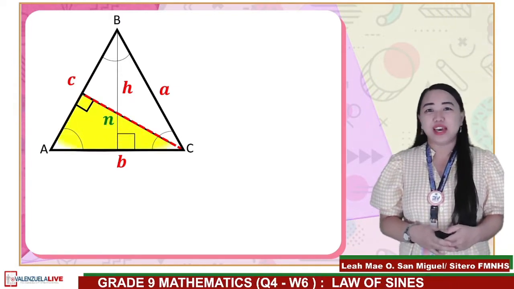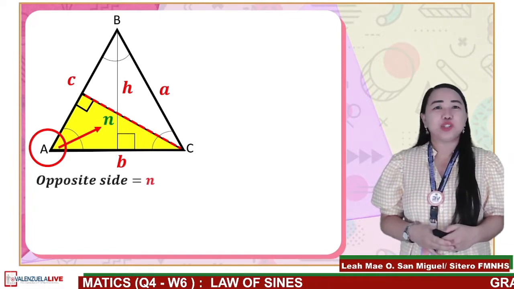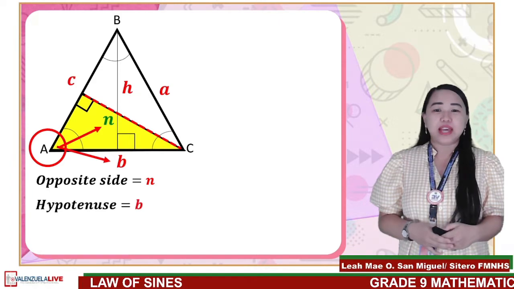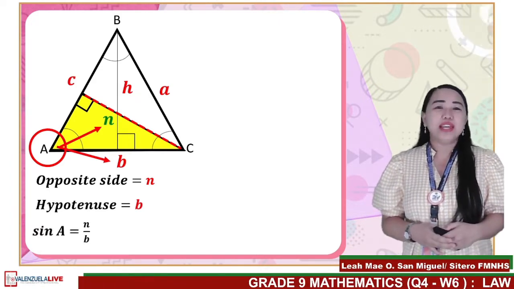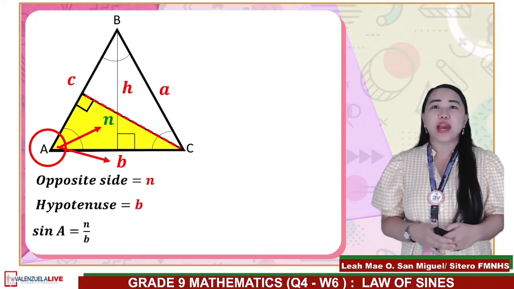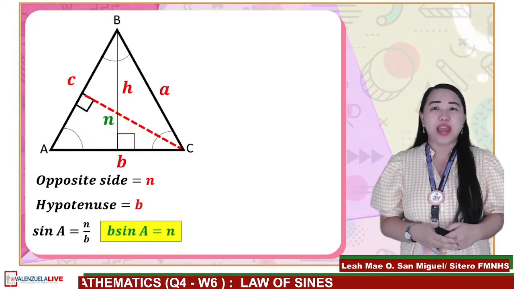In this triangle, using A as the reference angle, the altitude N is the opposite side of angle A, and B is the hypotenuse. With this, we can say that sine A is equal to N over B. Multiply both sides by B, we get B sine A is equal to N.